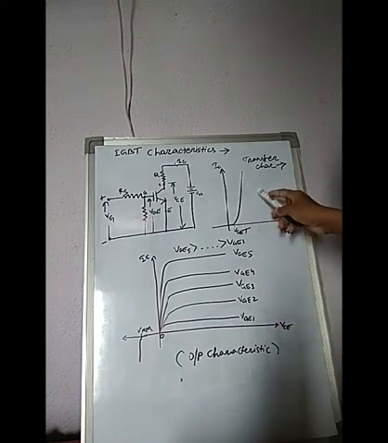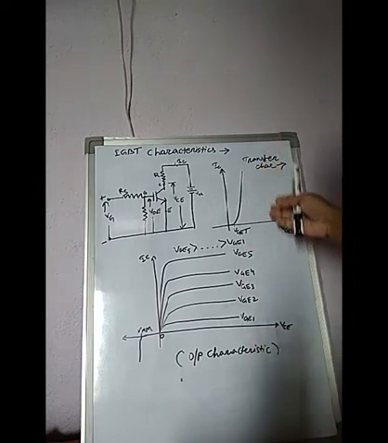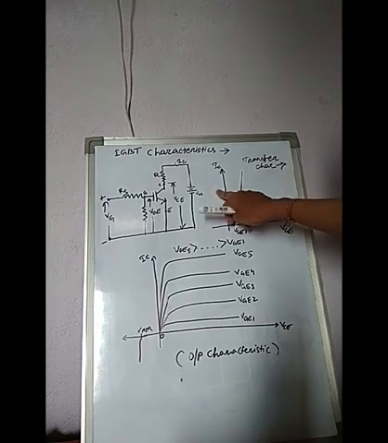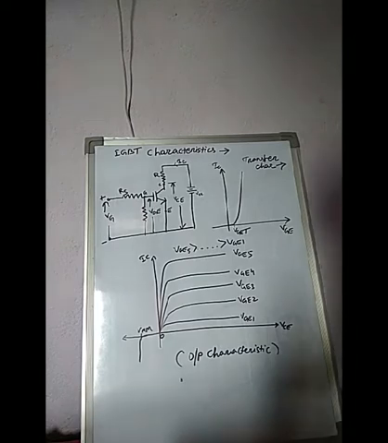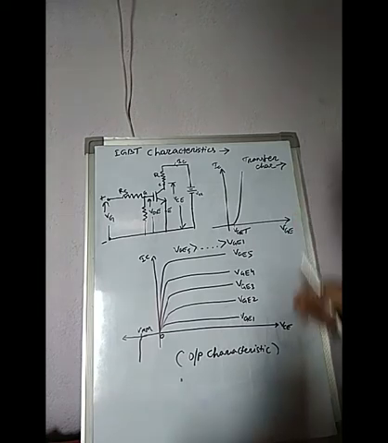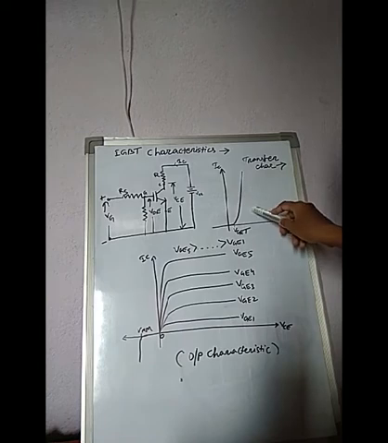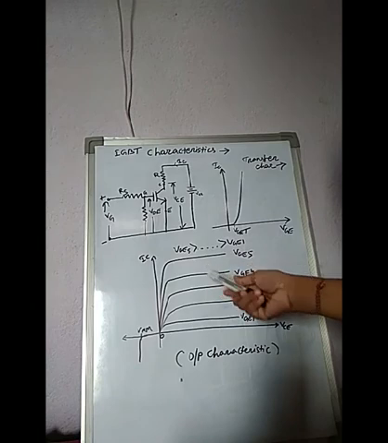This is the transfer characteristics of IGBT, also called the input characteristics of IGBT. Here this is the plot of collector current versus gate emitter voltage VGE. This characteristics is identical to the power MOSFET transfer characteristics, and this graph is identical to the BJT output characteristics.